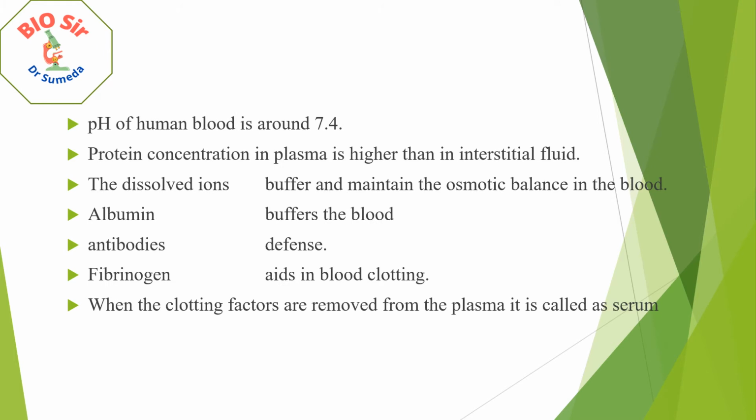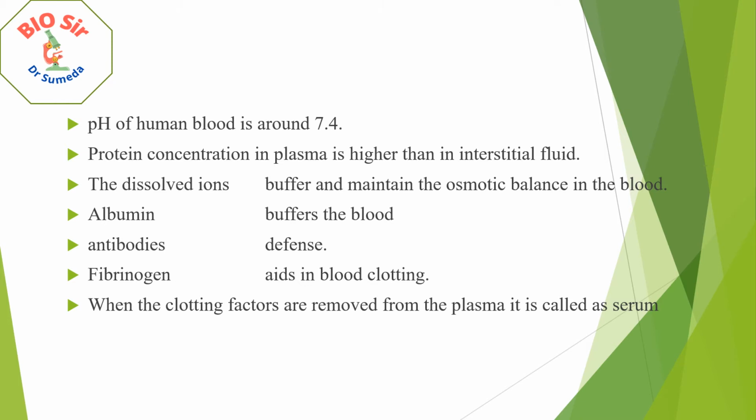The pH of the blood, that is the pH of the plasma, is around 7.4. So it's mildly basic. Normally 7 is the neutral value, and 7.4 is somewhat basic. The protein concentration of plasma is higher than in the interstitial fluid. Interstitial fluid is the fluid between the tissues, and the protein concentration of the plasma is higher than that of the interstitial fluid.